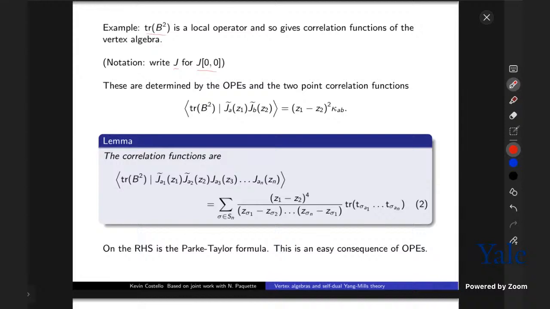If you think a little bit about the symmetries of my vertex algebra, this is SO4 invariant. It's also dimension 4. You can figure out what dimension various things in the vertex algebra are. Just by symmetries, the 2-point function in this conformal block looks like this, where kappa is the Killing form. Once you have that, you can use the OPEs to figure out the n-point function. The n-point function is determined inductively from the n-1 point function by the poles in the OPEs. And it's easy to see that you recover the Parke-Taylor formula from that.